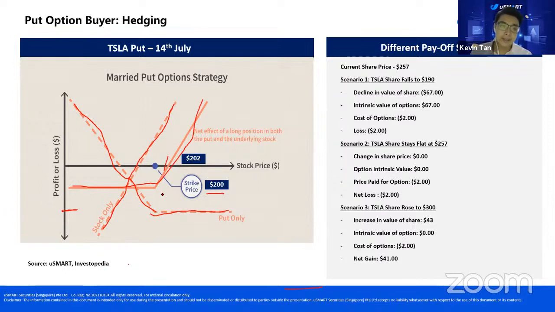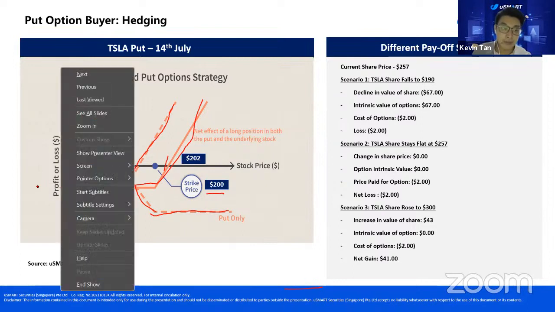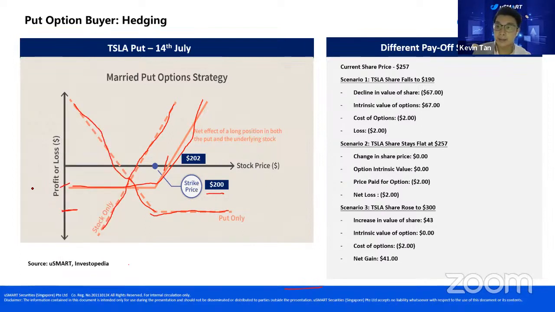Now, what happens if it falls below $200? Because you now have the right to sell Tesla shares at $200, assume it dropped to $180, you will still be able to sell Tesla at $200. So your loss is limited to just the option premium that you pay for that protection, and that is just minus $2.